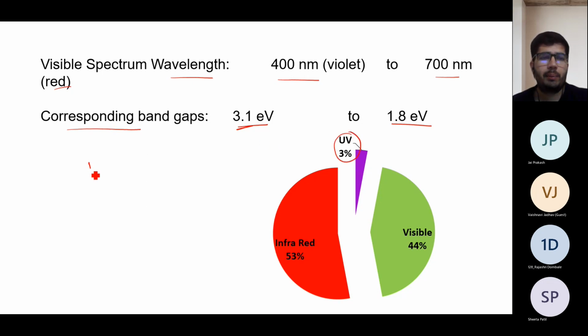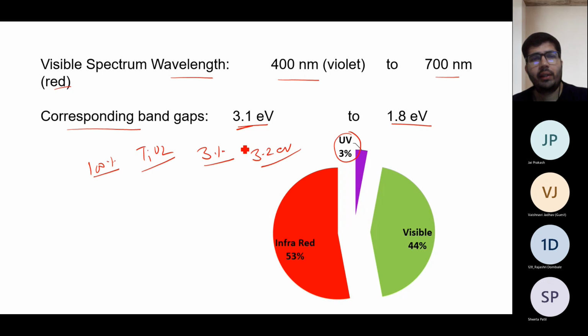So suppose 100% radiation is coming, if you're using titanium oxide, that is effective only for about 10% of the radiation, because the band gap value is 3.2 electron volt. So we need to select the material so we can get the maximum of solar energy for our work.